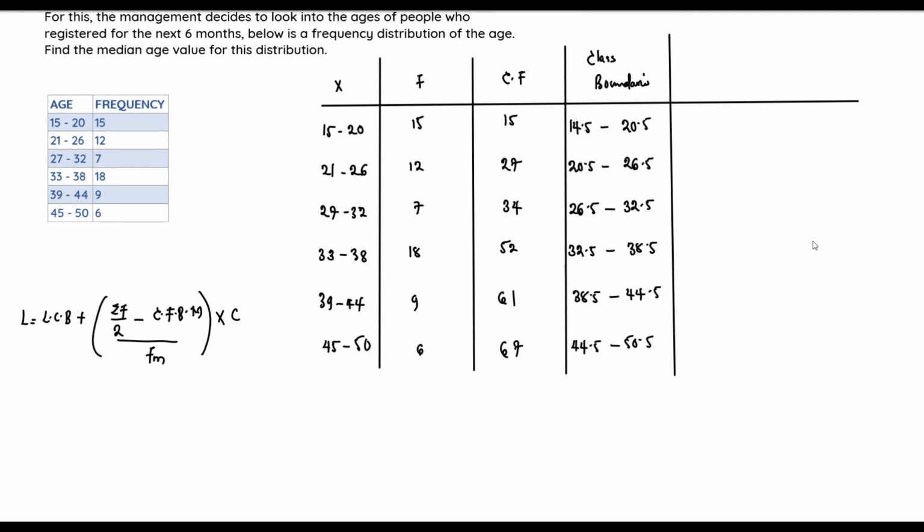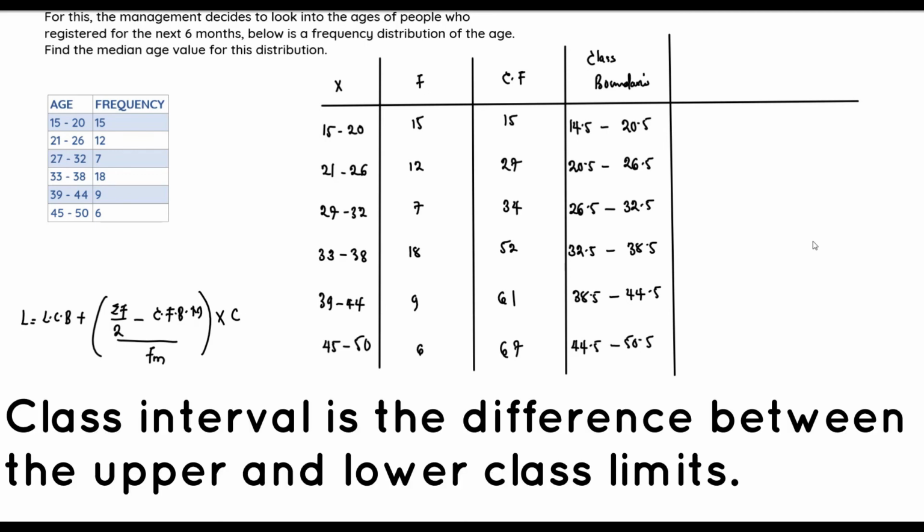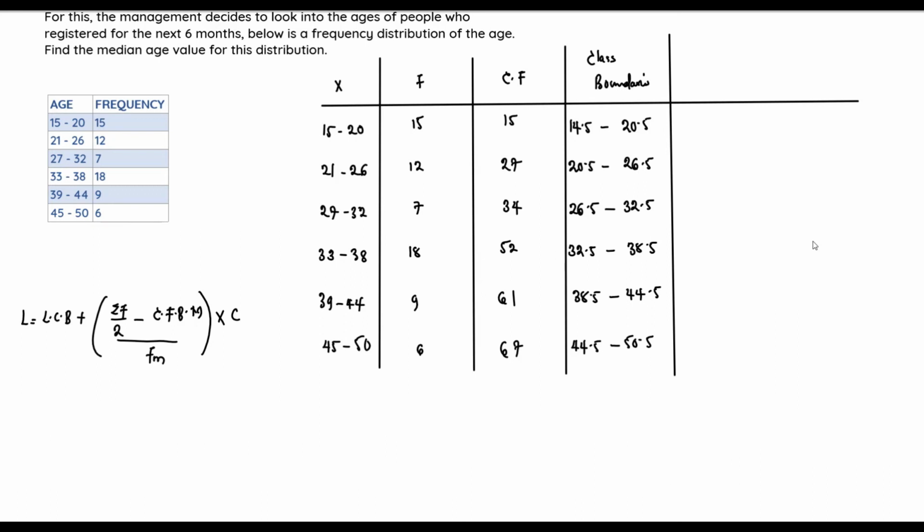The next step is for us to get the class interval, and the class interval is simply the difference between the lower class limit and the upper class limit of a specific class. For example, 15 to 20 is a class, so 20 minus 15 gives us 5. 26 minus 21 gives us 5 also. 32 minus 27 gives us 5. So that simply implies that the class interval is usually a fixed value all through the data set. So our class interval is equals to 5, and we can keep that somewhere here.